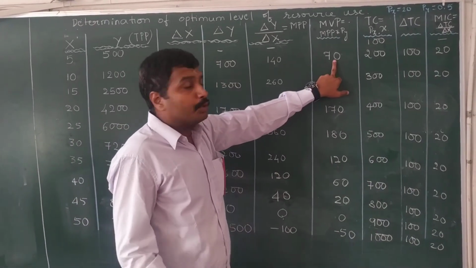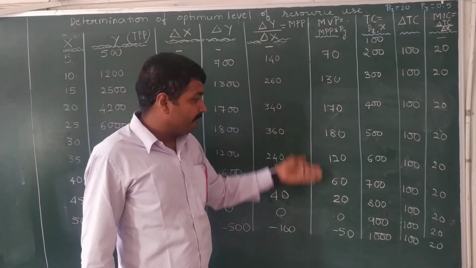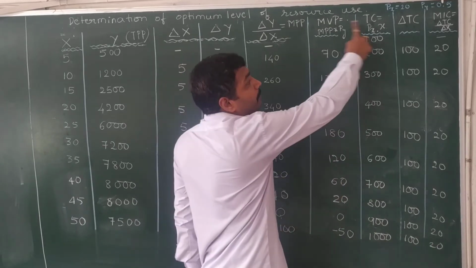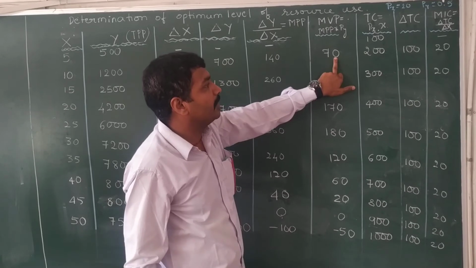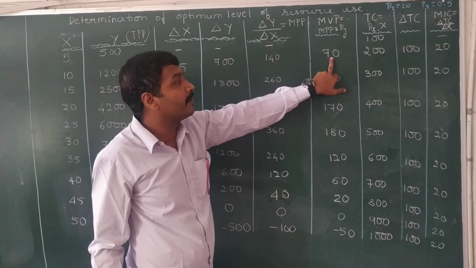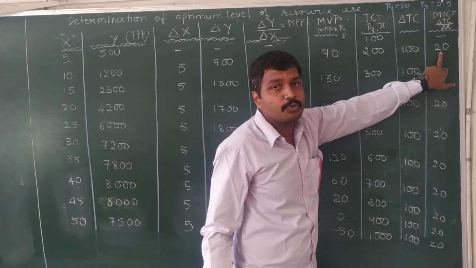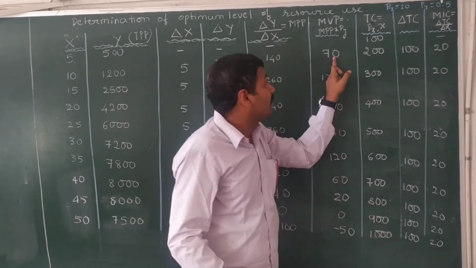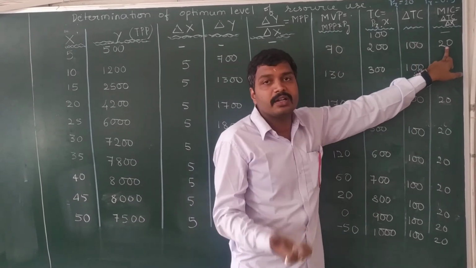Now you need to see where actually MVP and MIC are equal. Consider the level of input usage, consider the MVP column, consider the MIC column. See where MVP and MIC are equal. Consider this particular level of resource use, that is 10. Here the MVP value is 70, MIC is 20. What does it imply? MVP is more than MIC. MVP is the returns accrued to the farmer, MIC is the cost incurred by the farmer.